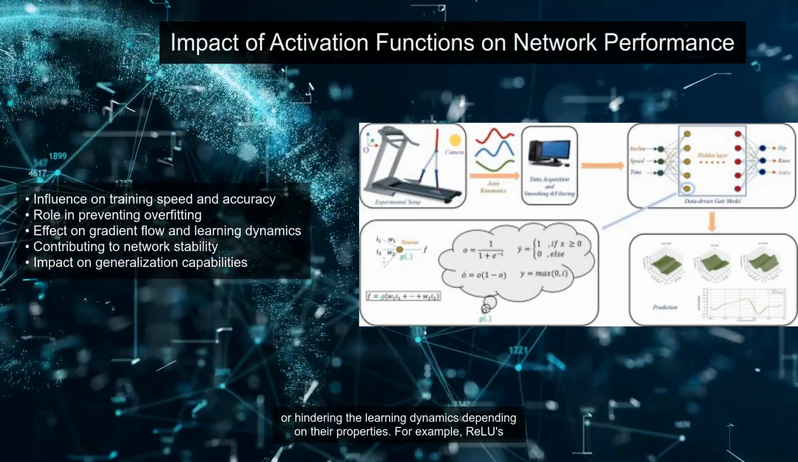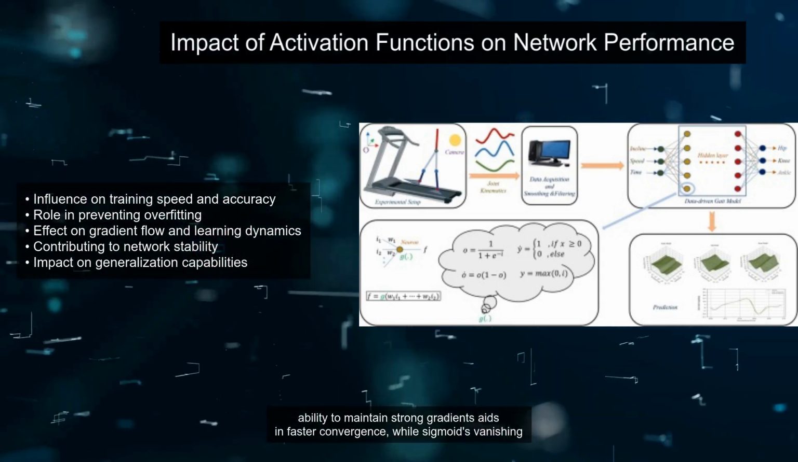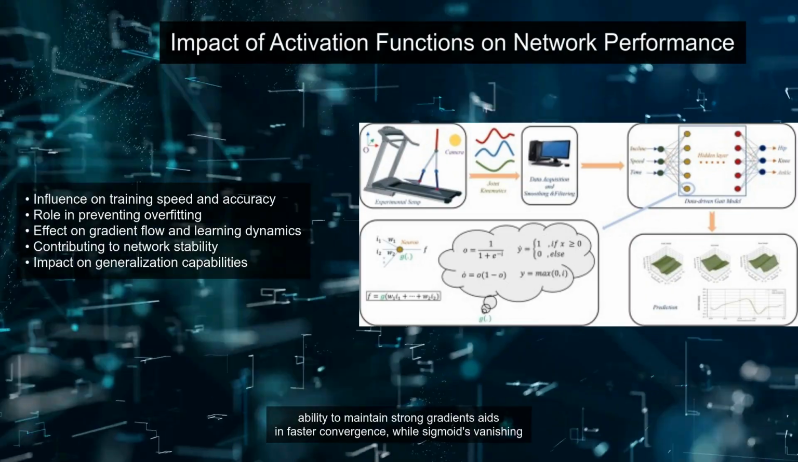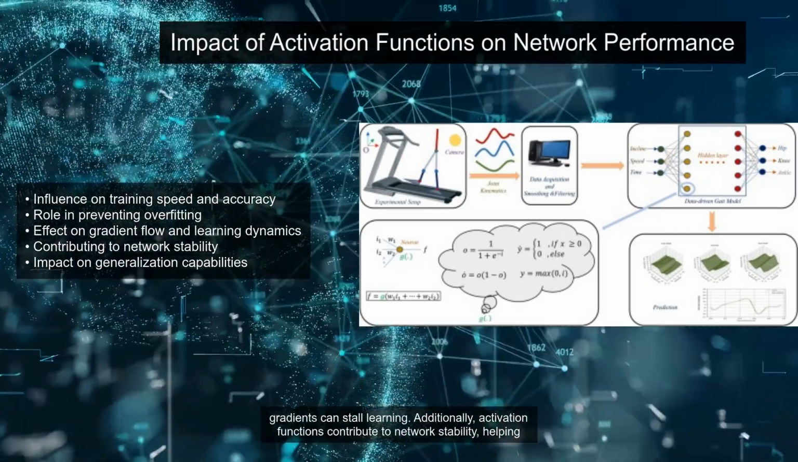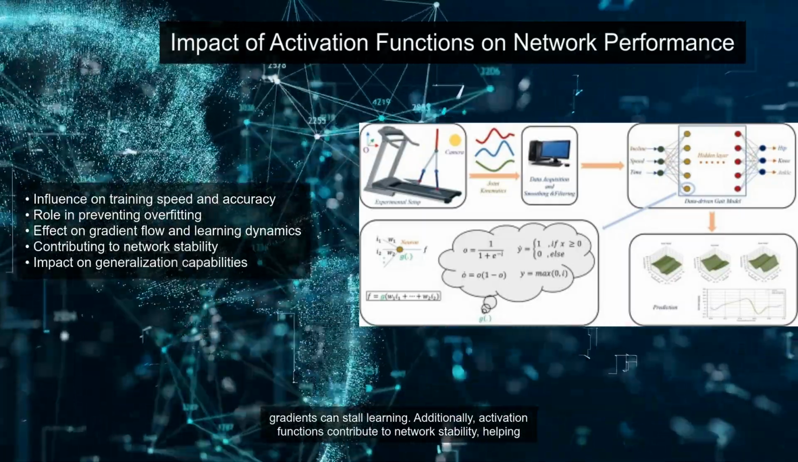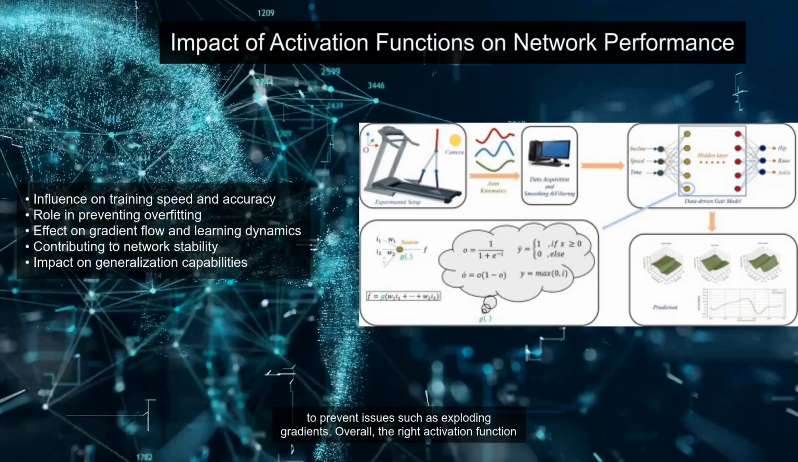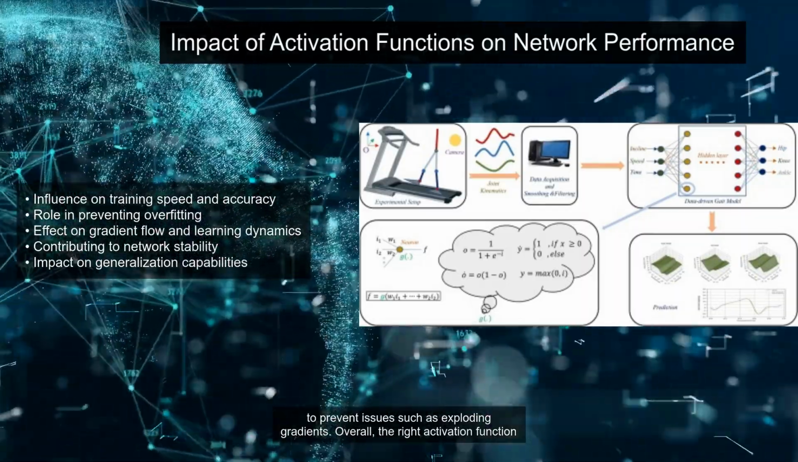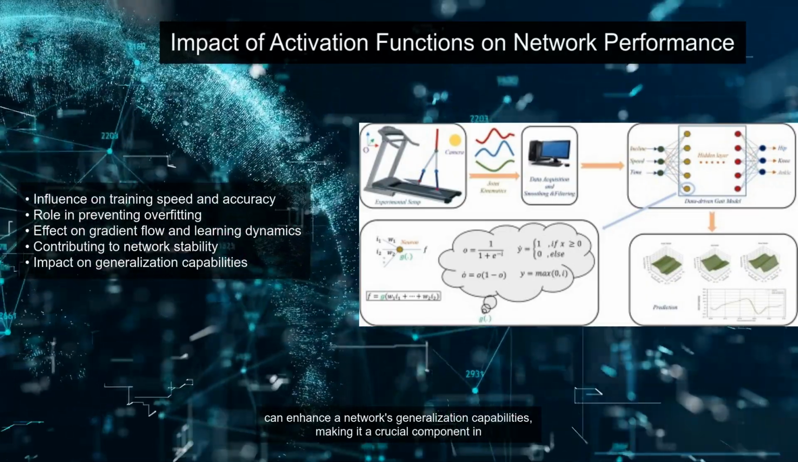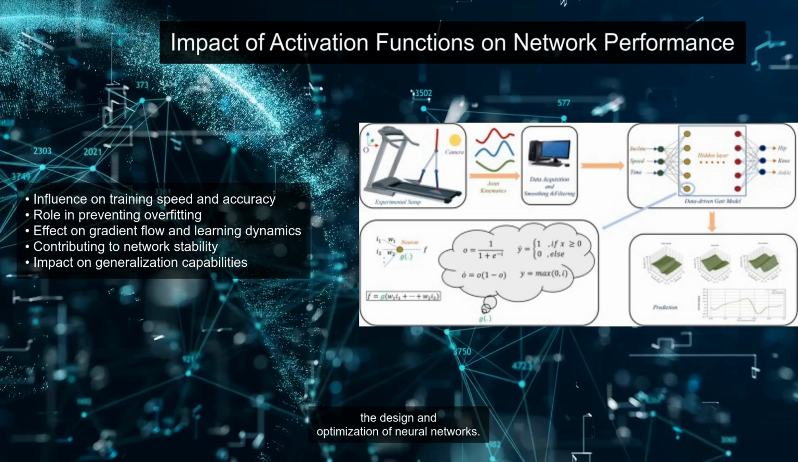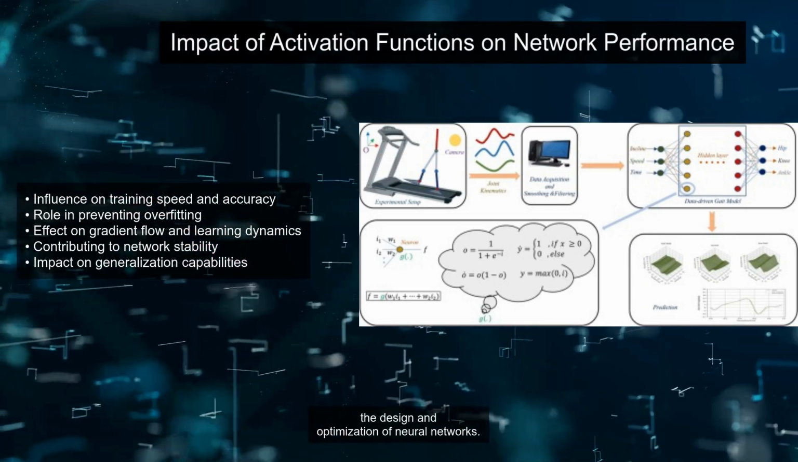For example, ReLU's ability to maintain strong gradients aids in faster convergence, while Sigmoid's vanishing gradients can stall learning. Additionally, activation functions contribute to network stability, helping to prevent issues such as exploding gradients. Overall, the right activation function can enhance a network's generalization capabilities, making it a crucial component in the design and optimization of neural networks.